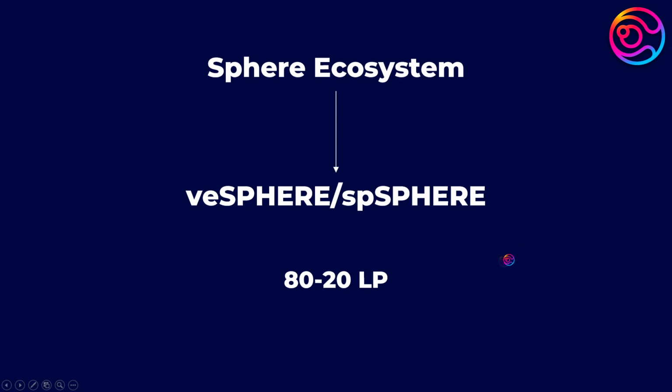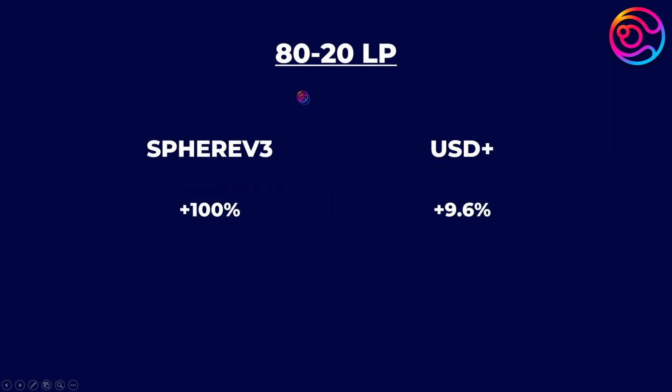Let's compare the impermanent loss of pairing sphere v3 with USD Plus versus Matic as examples. So now with an 80-20 pairing and that same 100% change in sphere with a 9.6% change in USD Plus, the resulting impermanent loss drops from 4.36% with a 50-50 LP to just 2.52% with an 80-20 LP.